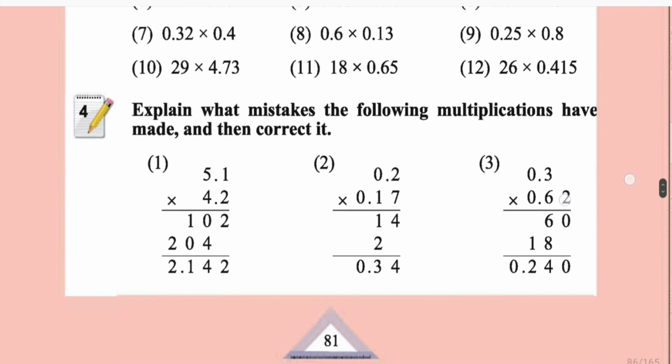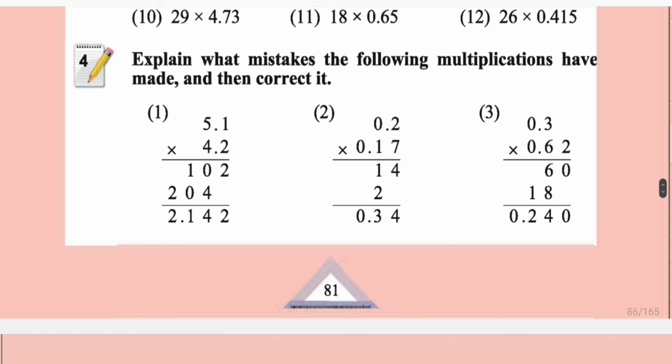Explain what mistake the following multiplication has made and then correct it. He is troubling us. 2 5s are 10, 4, 4 5s are 20, that is correct. 2 4 1 2 1 1, 2 decimal places. Yeah, this is the problem. 21.42. Okay, 1 decimal place here, 1 decimal place here, 1 plus 1 is 2. So 2 digits after the decimal point. There are 3 digits here, that is the error.